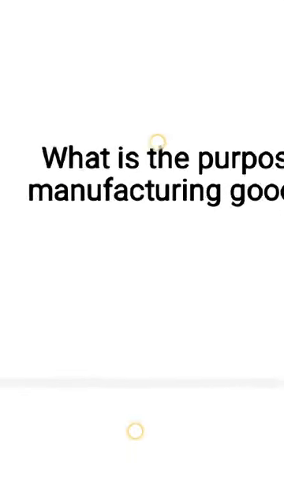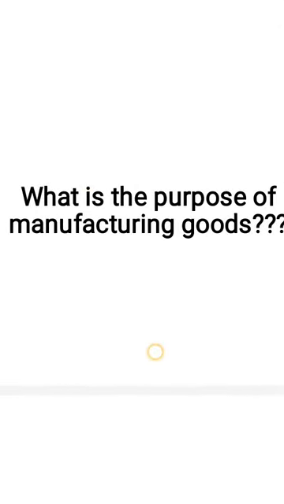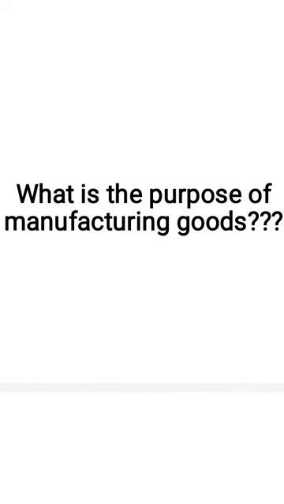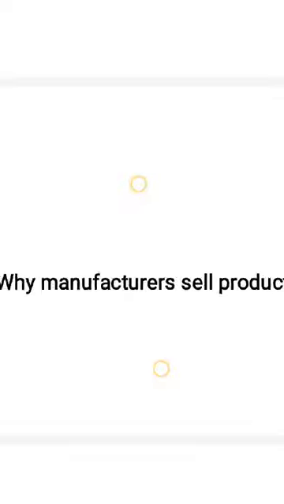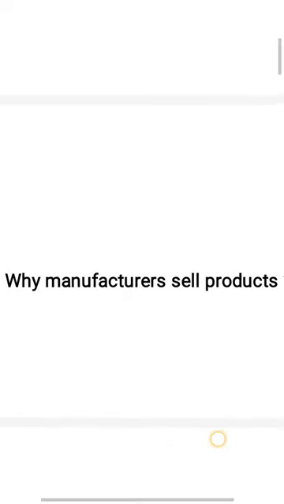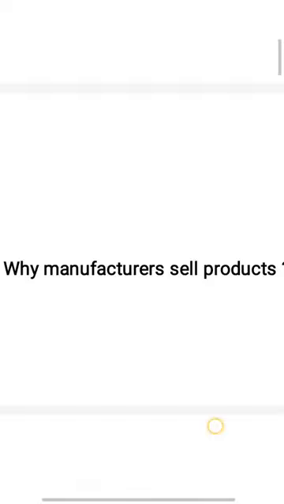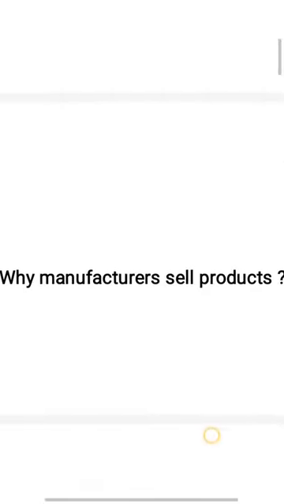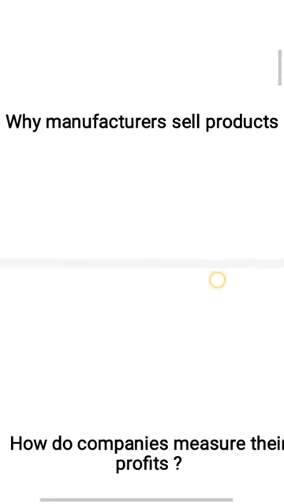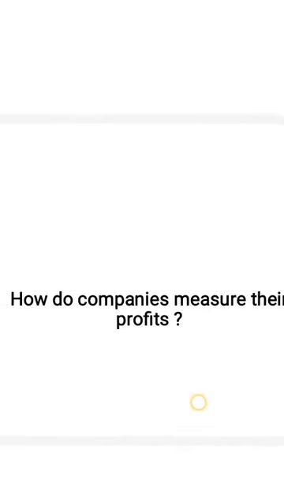Now tell me, what is the purpose of manufacturing goods? Mainly the purpose of manufacturing goods is to sell them. Okay. Why manufacturers sell products? To earn profit. Good. The manufacturers sell products to earn profits. How do companies measure their profits?